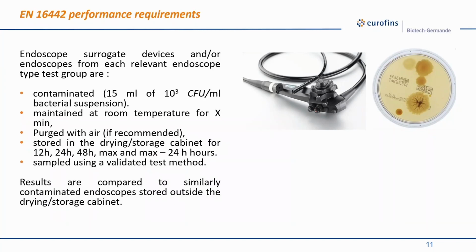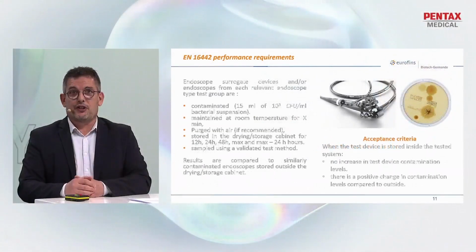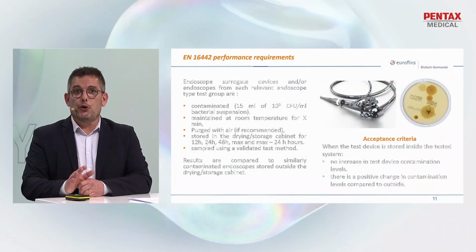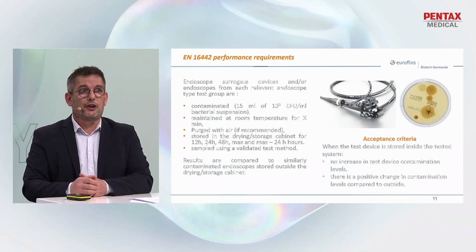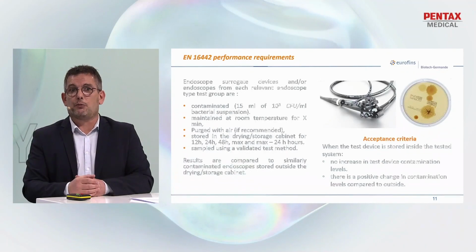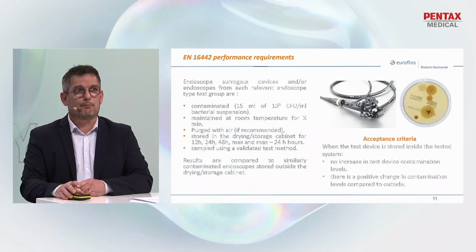Then we purge with air, and we store the endoscope for 12, 24, 48 hours, etc., until the end of the maximum storage time defined by the manufacturer. And after storage, we sample the endoscope and verify the quality of this endoscope. And the interpretation criteria are very simple. We need to have no increase in the contamination level of the endoscope, and we need to demonstrate a positive change in the contamination level of this endoscope compared to endoscopes stored outside the cabinet.